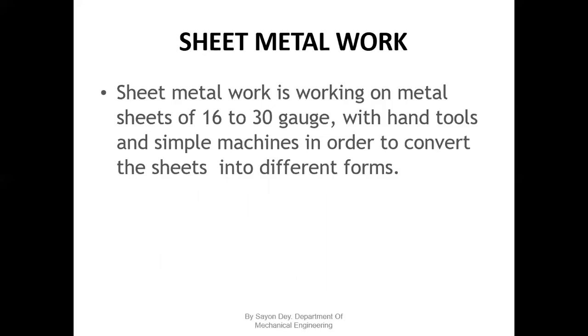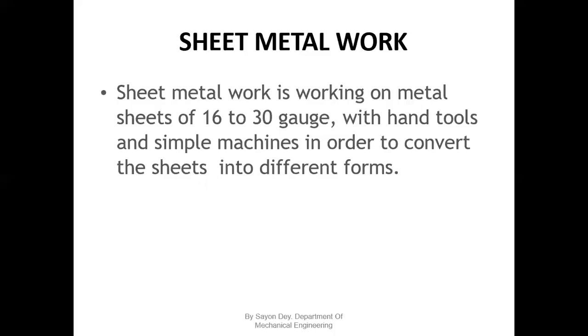Basically, sheet metal work is working on metal sheets of 16 to 30 gauge with hand tools and simple machines in order to convert the sheets into different forms. That means in sheet metal work, we can convert any sheet into another form. This is our main job in our sheet metal workshop.